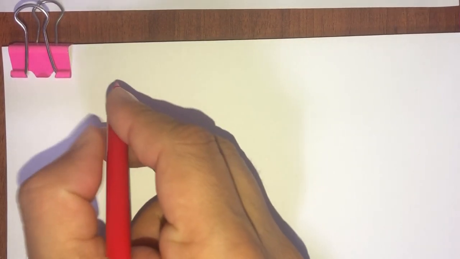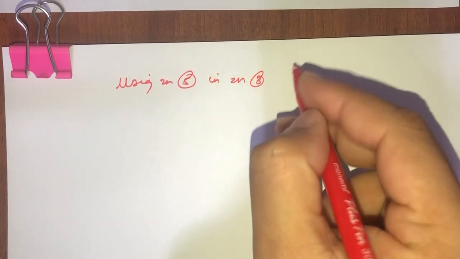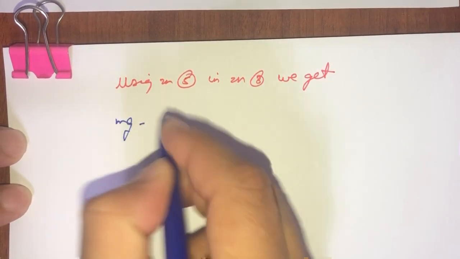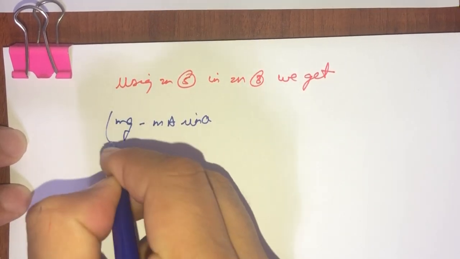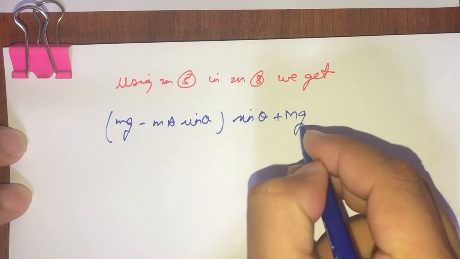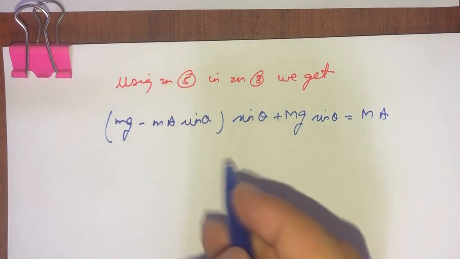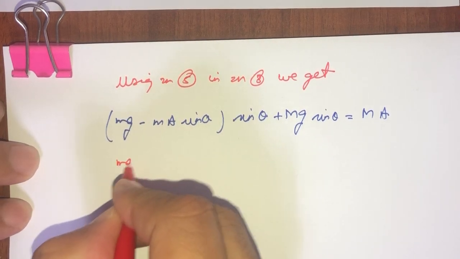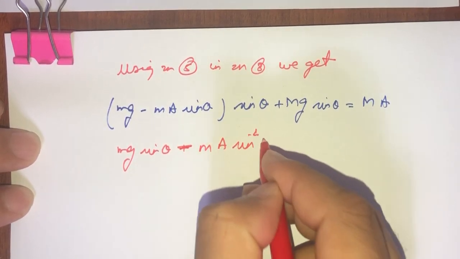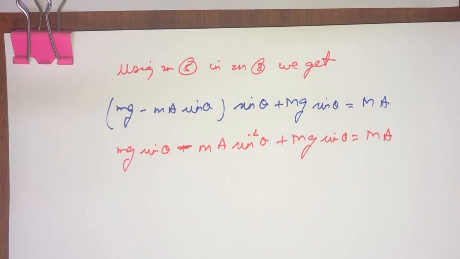Using equation 5 in equation 3, we substitute the value: mg minus ma sin theta, this is the value of n prime, multiplied by sin theta, plus Mg sin theta is equal to MA. We open the bracket: this will be mg sin theta minus ma sin square theta plus Mg sin theta is equal to MA, and we combine the like terms for the capital A.